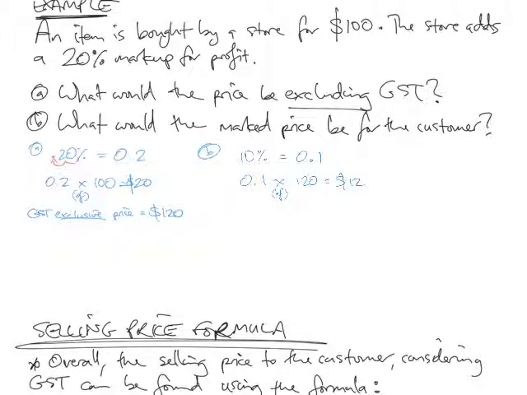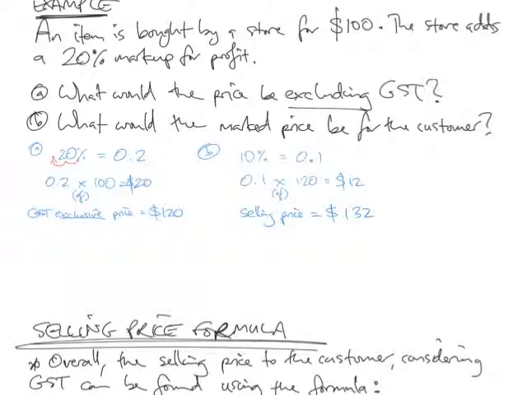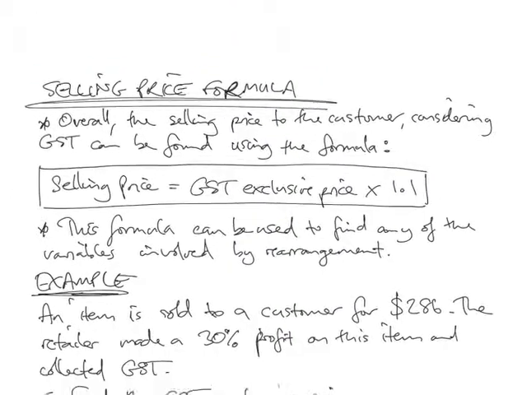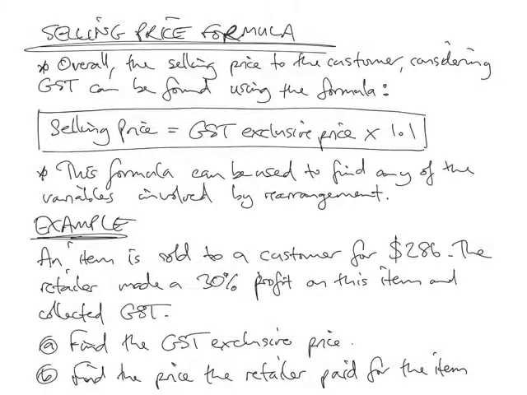So the marked price, or the selling price, is going to be $120 plus $12, $132. Alright, so that's just the basics there. That leads us to the idea of the selling price formula. Overall, the selling price to the customer, considering GST, we can find it using the formula below, and it sort of sums up what we did above all in the one formula.